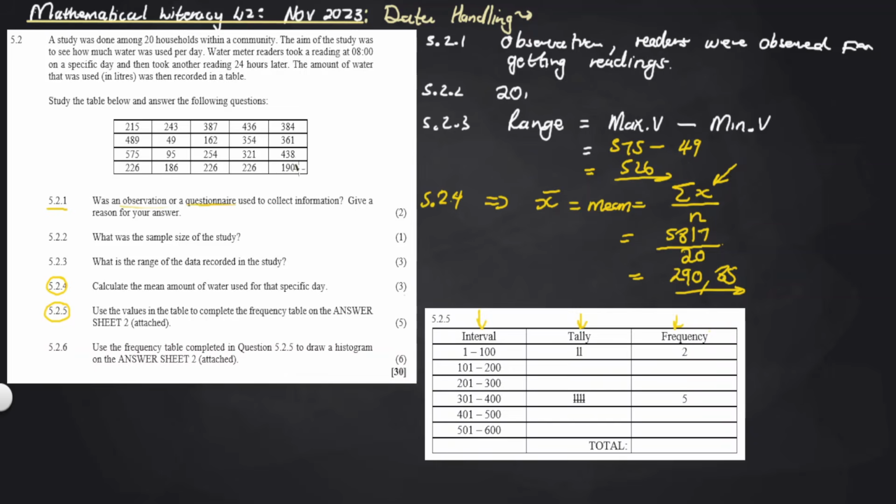1, 2, 3. Oh no, we don't count this one. And then is there another 100 and something? Yes, 9. So we have 3. 1, 2, 3. Frequency of 3. Then 201 to 300.